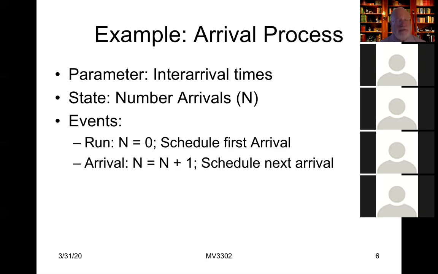So the two events are the run event. Again, you always have a run event. And its responsibility is to initialize state variables. So it sets n equals 0, which is the initial value. And it schedules the first arrival. And then when the arrival event occurs, it simply increments the number of arrivals, that is the state variable n, and schedules the next arrival.